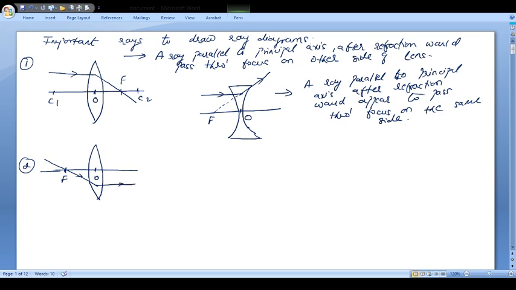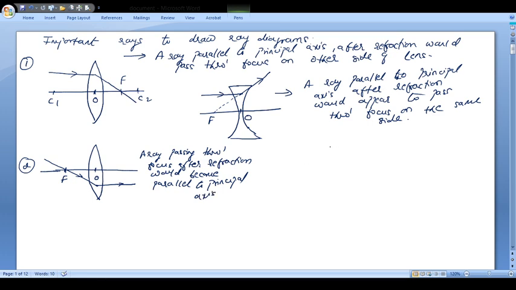So here a ray passing through focus after refraction would become parallel to principal axis. So this is what is going to happen here.